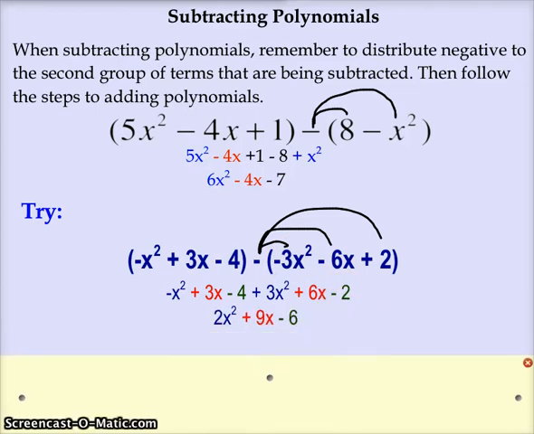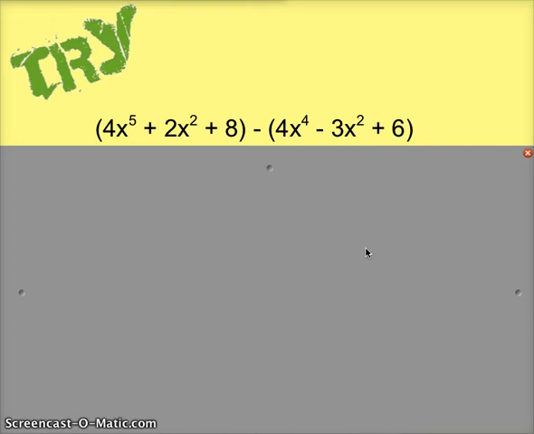And now let's try one final problem. 4x to the fifth plus 2x squared plus 8, minus 4x to the fourth minus 3x squared plus 6. Pause the video here. The first thing you should have done was distribute your minus sign to all three terms.